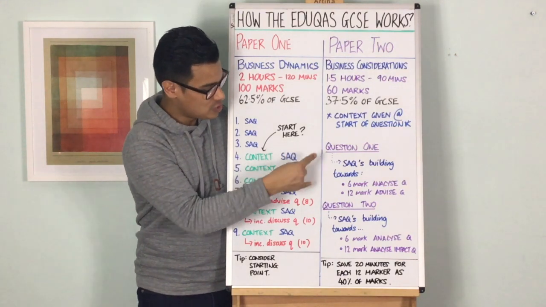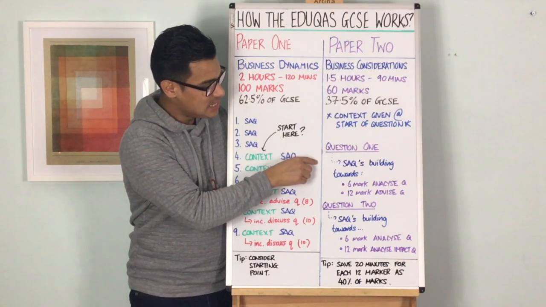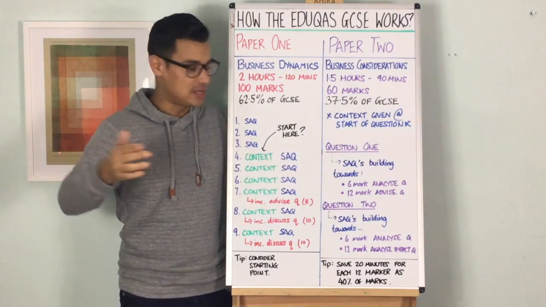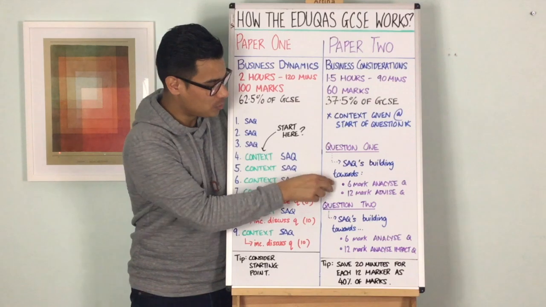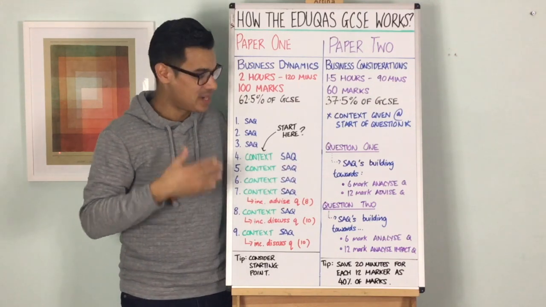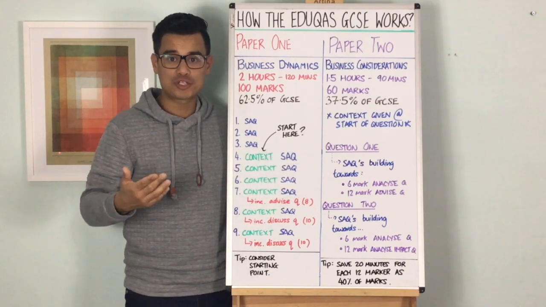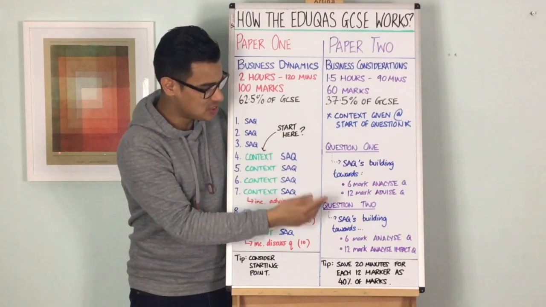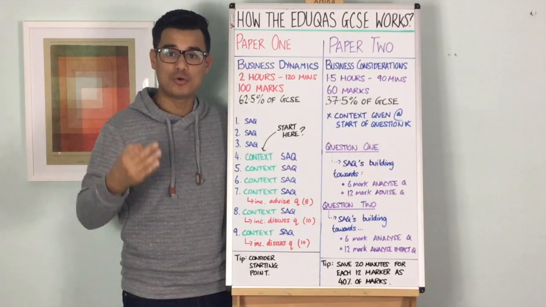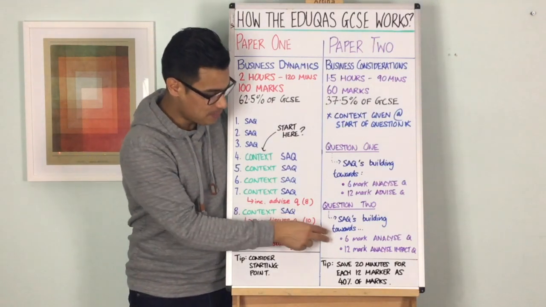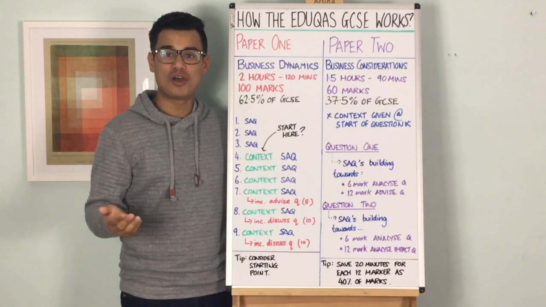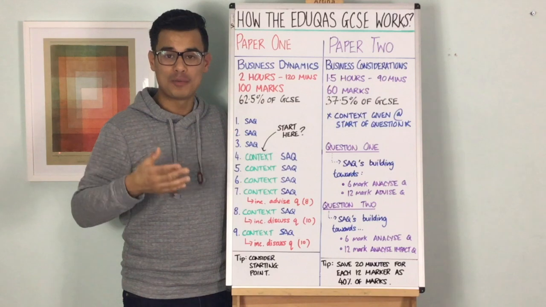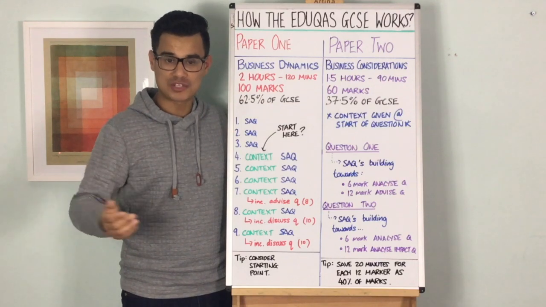In terms of each of these 2 questions, you're going to get a series of short answer questions, SAQs, that build towards the big question. The big questions will likely be a 6-mark analyse question and a 12-mark advise question. And then in question 2, it's the same format. There'll be a series of short answer questions that build to the big questions. The big questions here could be a 6-mark analyse question and a 12-mark analyse the impact of question. Probably an evaluate the impact of this type of question.